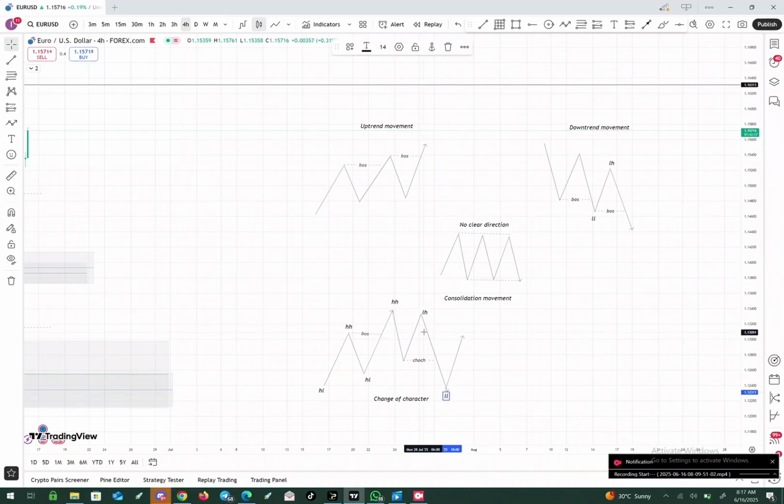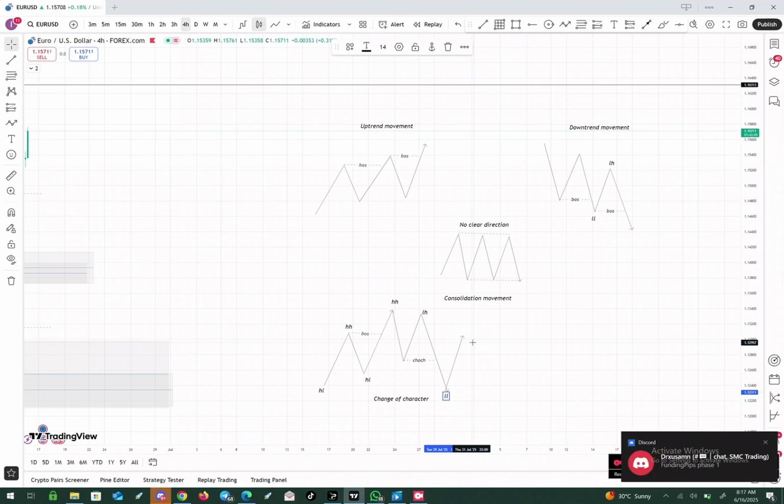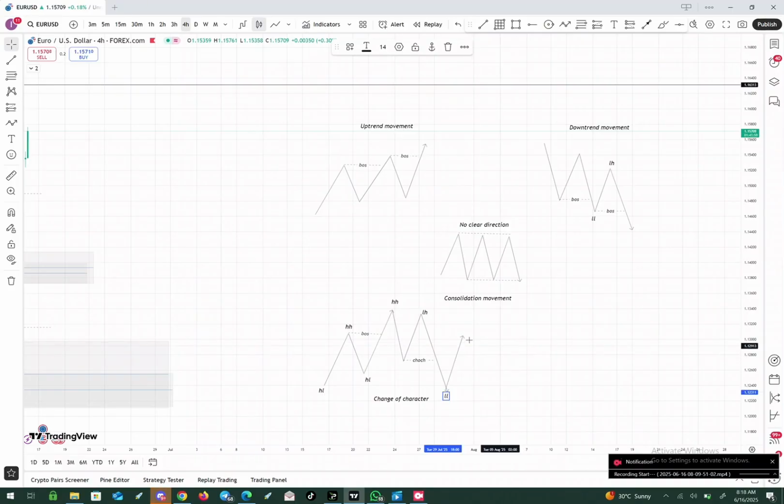So this is the point whereby the market gives us a change of character, which signifies that the sellers are now in control of the market. All this boils down to how markets move. This is exactly how markets move.